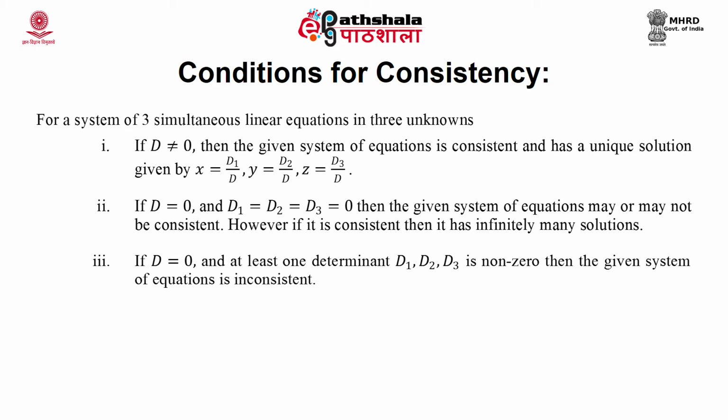So, if the determinant of the coefficient matrix is non-zero, then we always have a unique solution, and the solution is given by x is equal to D1 by D, y is D2 by D, and z is D3 by D. Now, if the determinant of the coefficient matrix is 0, if D is equal to 0 and D1, D2, D3 are also 0, then the given system of equations may or may not be consistent. It may have a solution or may not have a solution. However, if it is consistent, then it has infinitely many solutions. So, the solution, if it exists, will be infinitely many solutions.